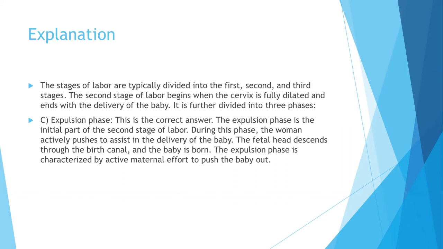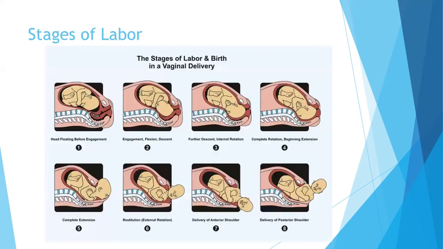So the expulsion phase is the initial part of the second stage of labor, and during this stage, the woman actively pushes to assist in the delivery of the baby. The fetal head descends through the birth canal and the baby is born. The expulsion phase is characterized by the active maternal effort to push the baby out. So this is the stage of labor and birth in a vaginal delivery.